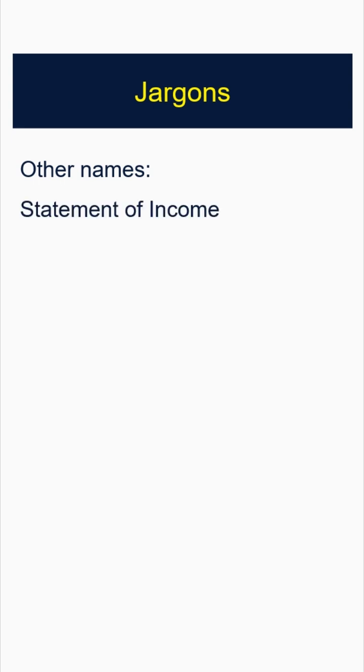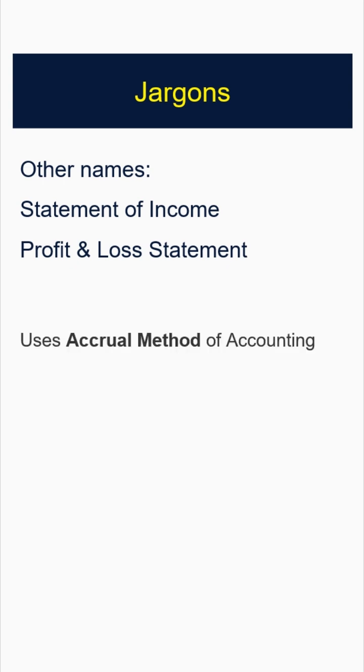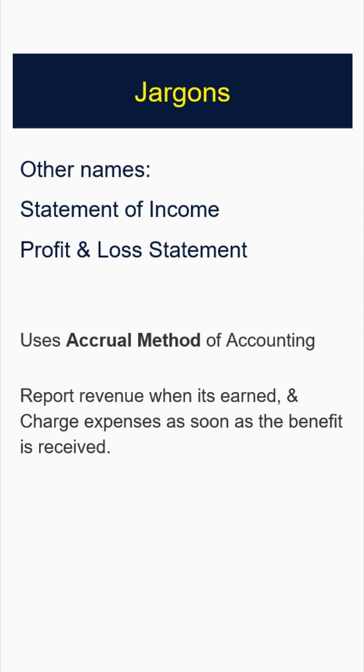Let's quickly walk through the jargons which are relevant to income statement. First and foremost, income statement has other names such as statement of income and profit and loss statement. Income statement uses accrual method of accounting. What does it really mean? Revenues are reported when they are earned and expenses are charged as soon as the benefit is received by the business. That is what it means by accrual method of accounting.